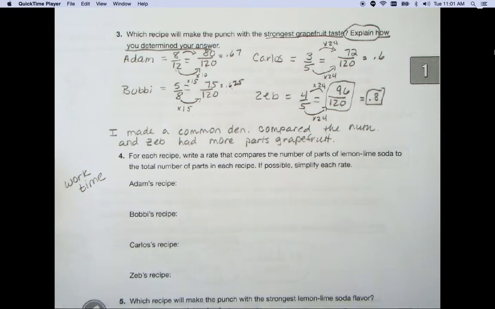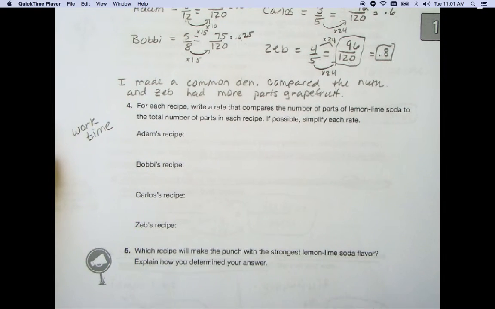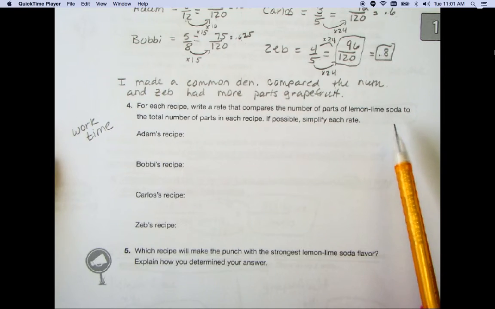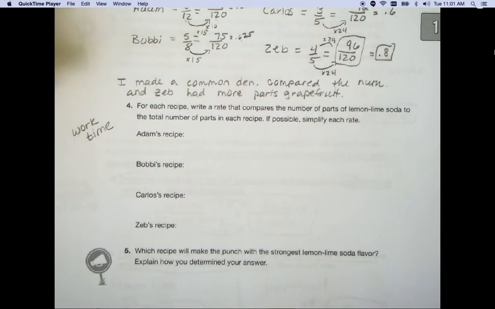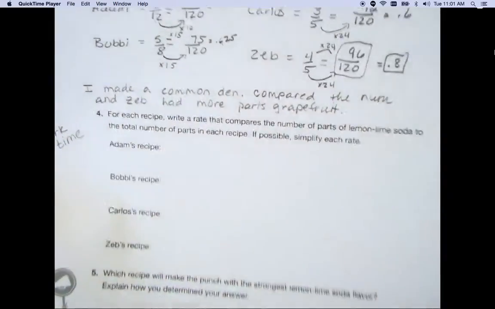Okay, so what you're going to do now is continue on with problem 4, and you're going to do the same thing, but instead of using the grapefruit, you're going to use the lemon lime. When you're finished, have me check it, and then continue with the video.